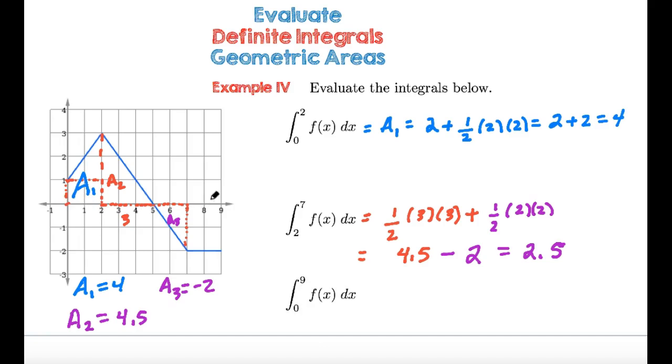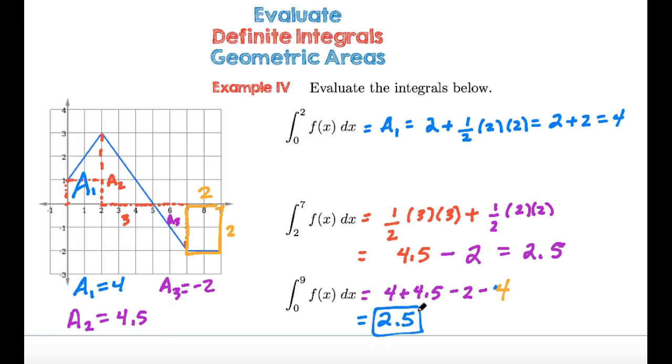Now the last example we're going to do is from 0 to 9 of f of x. We're doing the whole thing. Well, we've got three of the areas. So far we know it's going to be 4 plus 4.5 minus 2, and then we're going to subtract off again. We're below the axis, so this last answer is going to be minus something. Here is the last little piece we need. It's a rectangle, 7 to 9, which is 2, by 0 to minus 2, so 2 by 2, which is 4. So we're going to subtract off 4 at the end.